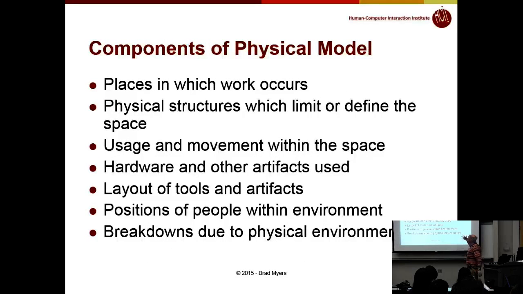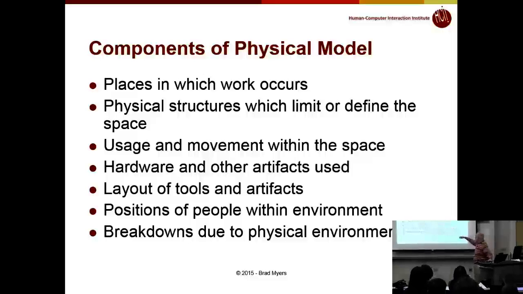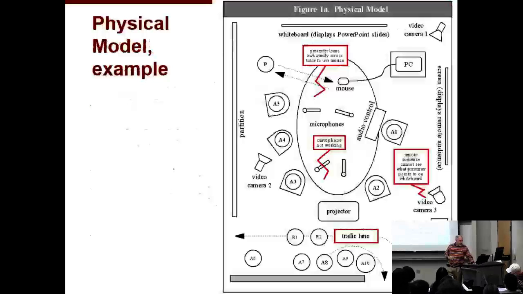So the physical model are places in which this happens, physical structures which are relevant to doing the task, movement of things throughout the space. So to the extent that somebody has to go from one place to another or do things in different places, the layout of tools around the task, and so forth. And of course, breakdowns that have anything to do with the physical layout.